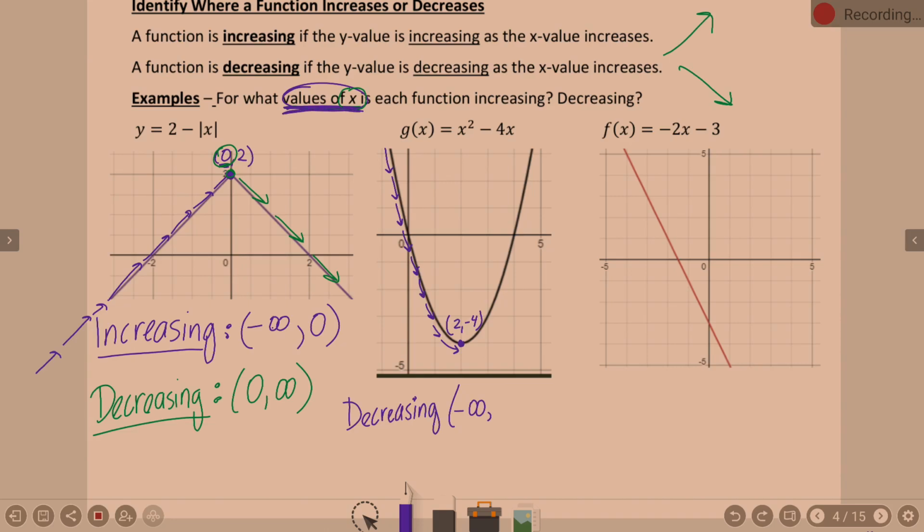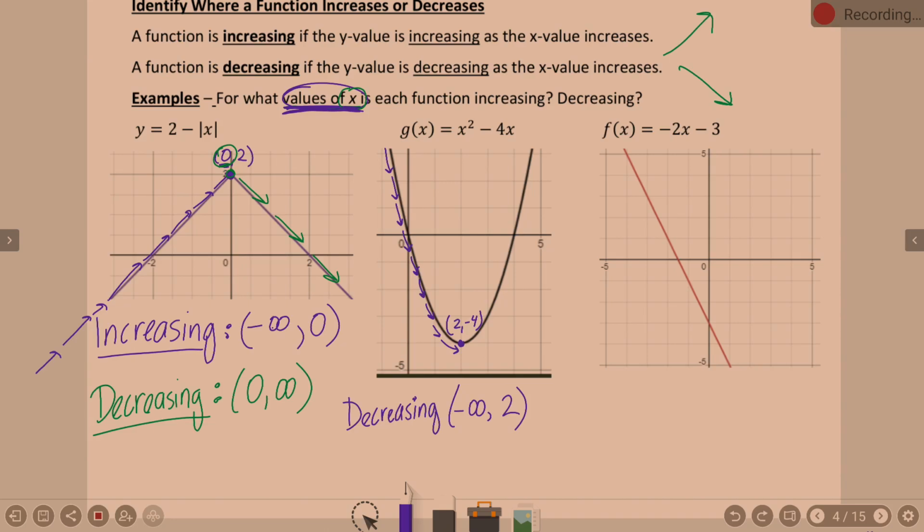Values of x. So we're going down to this point, which if I throw out the word minimum, this is a minimum, yes. You're decreasing down to this point. And what is the x value? 2. So we're decreasing down to that minimum value. The minimum value is negative 4, but it's at x equals 2. That's our decreasing.